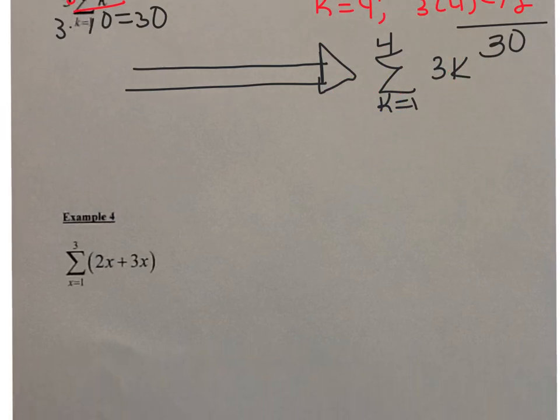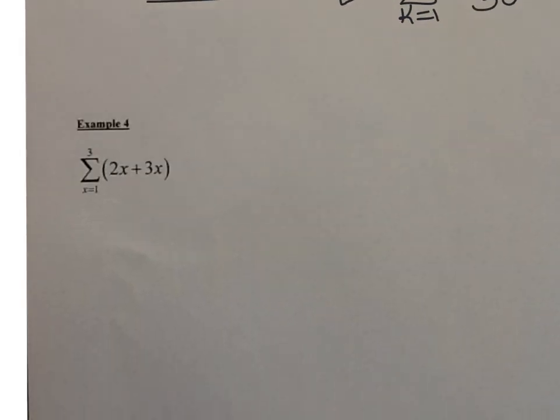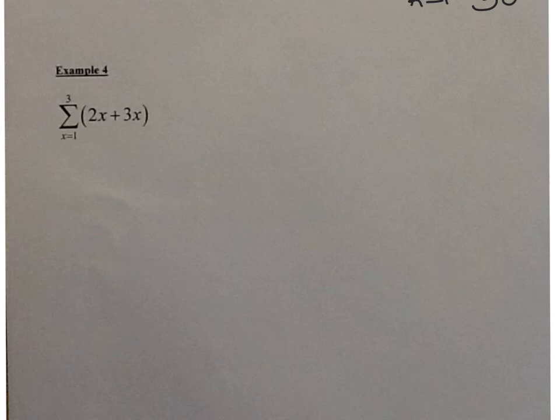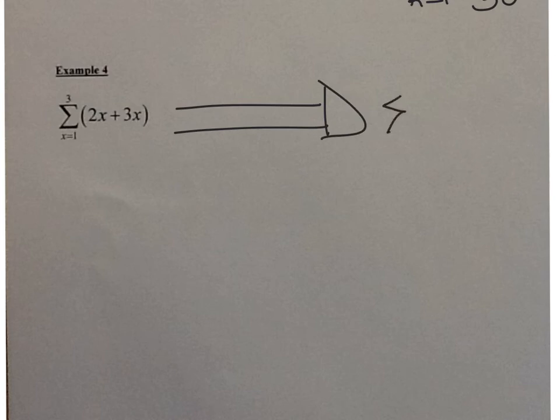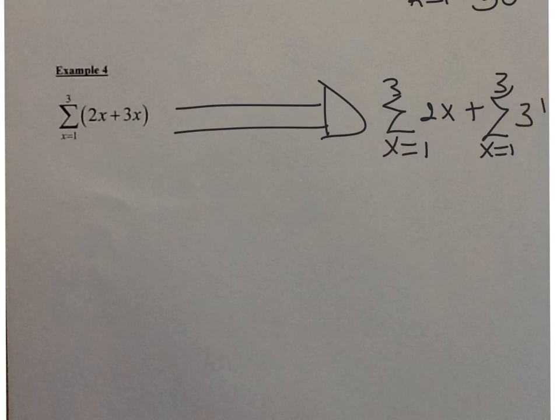All right, let's take a look at 4. Same thing with number 4. There's two different ways you can do this problem. This is equivalent to having the summation of x equals 1 up to 3 of 2x plus the summation of x equals 1 up to 3 of 3x. So you could do each one separately and then add them together, or you could do the whole thing together. You get the same exact thing.